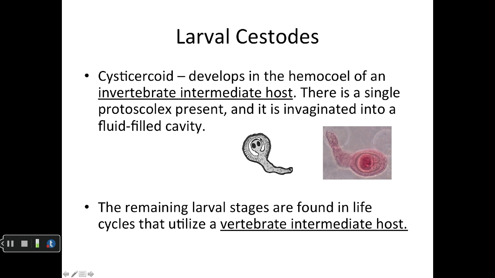What you can see is that there's a single protoscolex. So this is the protoscolex, or the structure that's going to give rise to the structure known as the scolex in the adult worm. And here you can see the protoscolex in the actual photographic image. And this protoscolex is invaginated into this fluid-filled cavity. And here you can see the actual photograph.